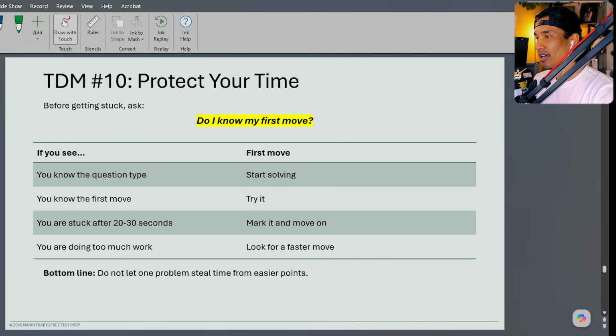But there are some questions that take up more than 1 minute and 30 seconds, and then there's some that only take a few seconds to solve. So you want to allocate your time doing all the easy questions before moving on to the ones you're stuck on. If you are doing too much work on a question, look for a faster move, or stop, move on, and save it for later. Bottom line here is do not let one problem steal time from easier points.